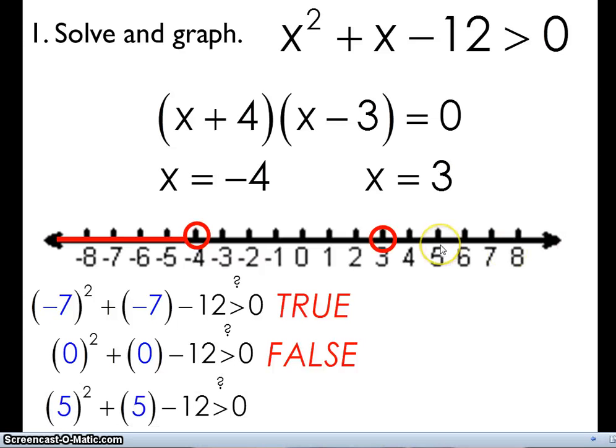All right, I've chosen another number here. You could have chosen any of the numbers greater than 3. True or false? And that's true, so we're going to shade the last one.